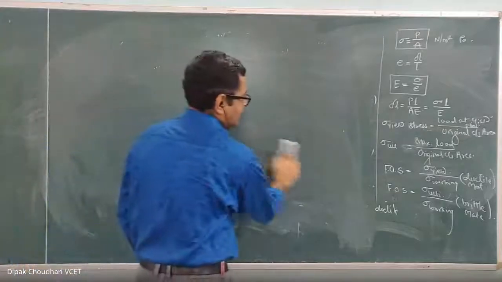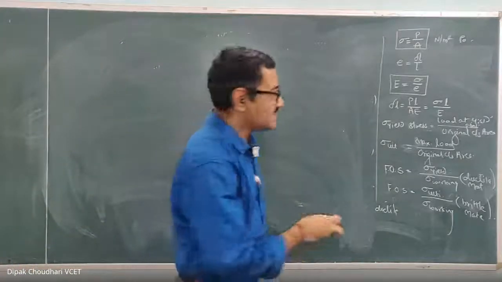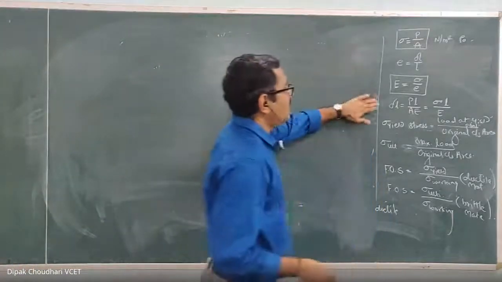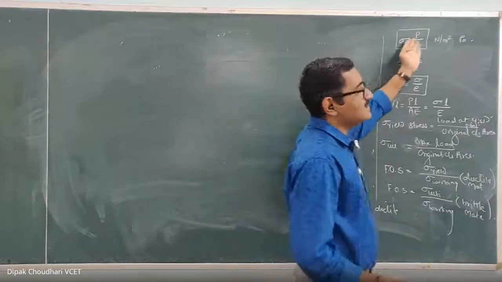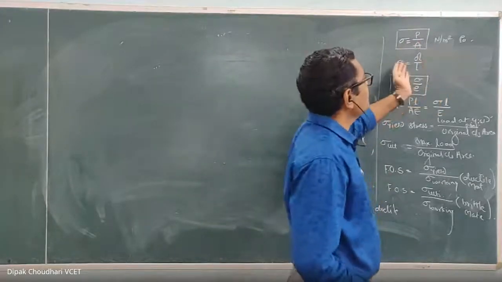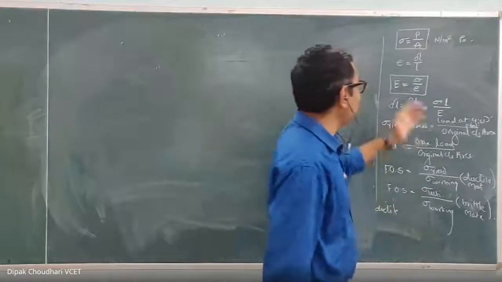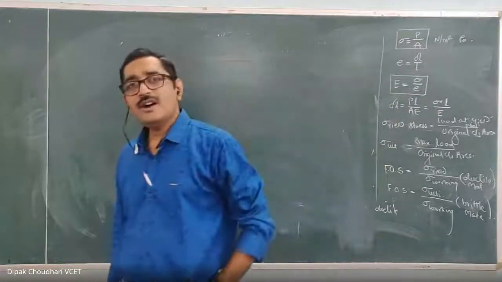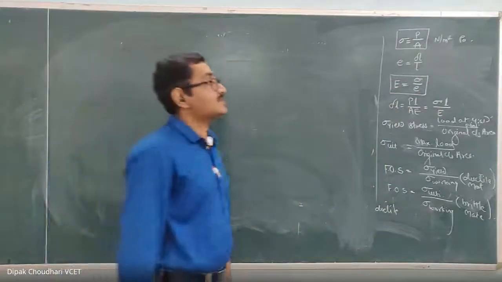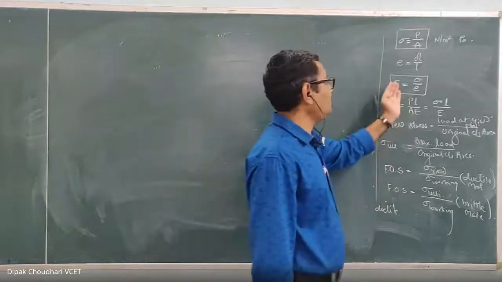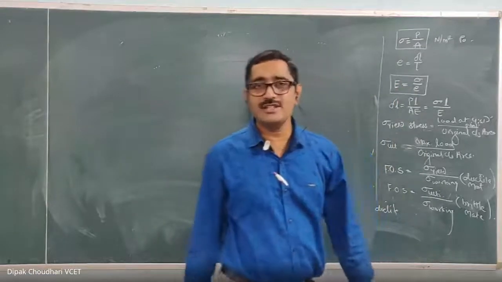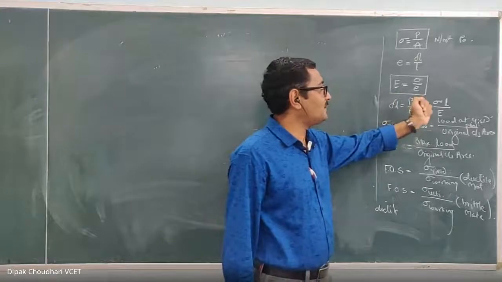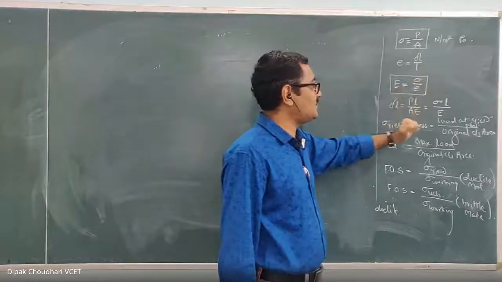Now, we have started with stress and strain here, and we know that stress is the force per unit area, strain is the change in length upon original length. Then within elastic limit, the stress is directly proportional to the strain, and the constant of proportionality is known as the Young's modulus or modulus of elasticity, equal to stress upon strain.